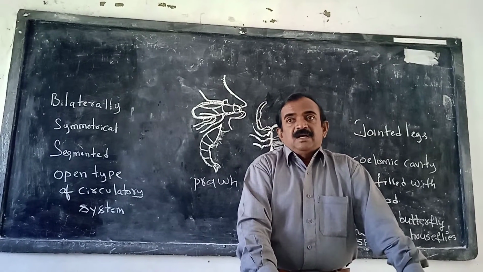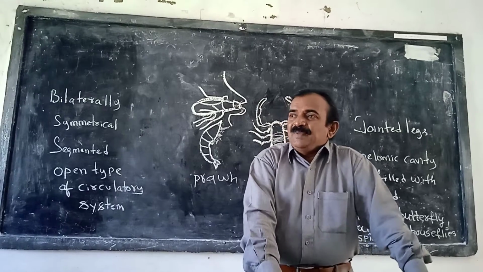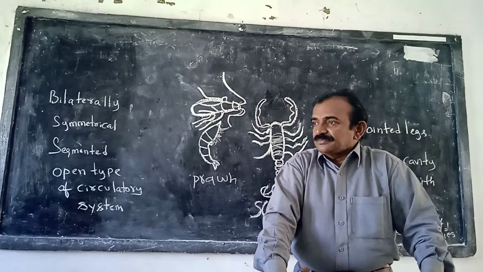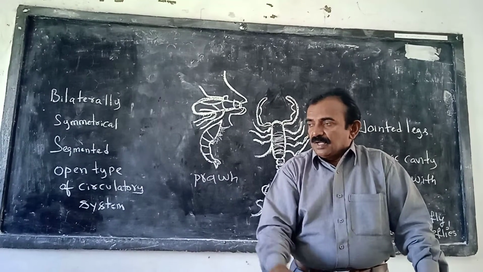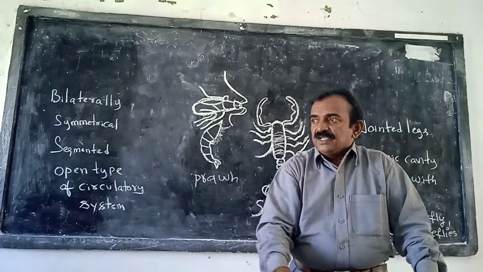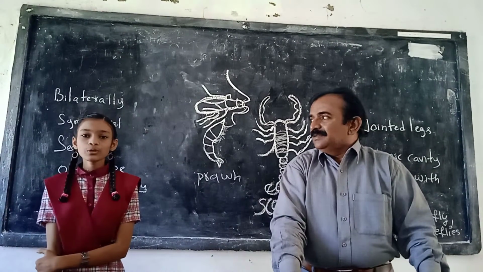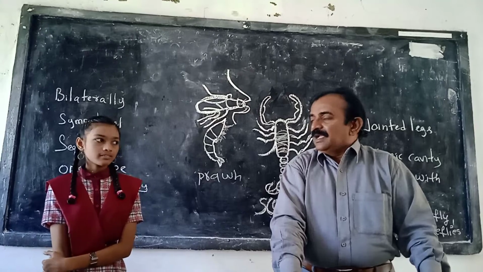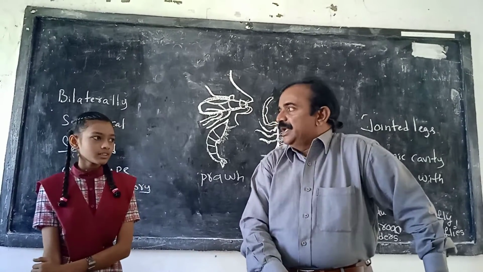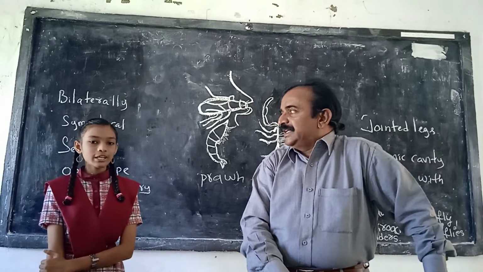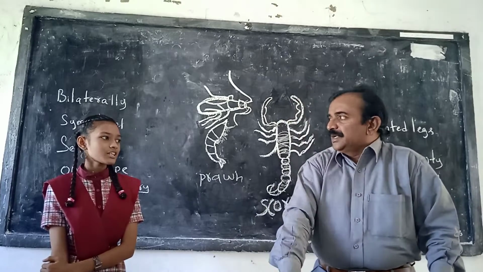And next, they are bilaterally symmetrical. What is meant by bilaterally symmetrical? We can cut the body into two equal halves and both halves show the same design. That is called bilaterally symmetrical. Good. Your name? Nashra. Good.